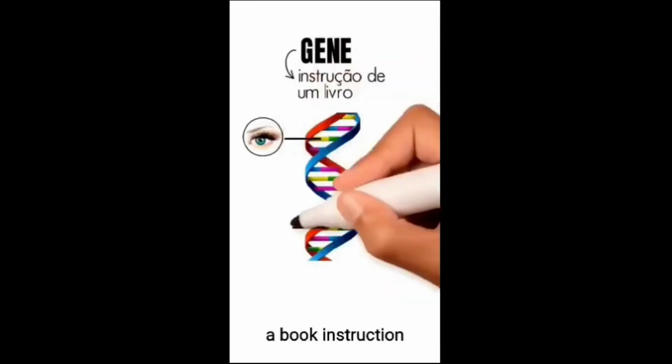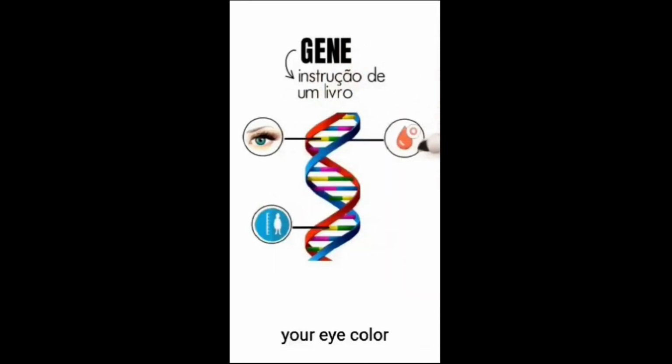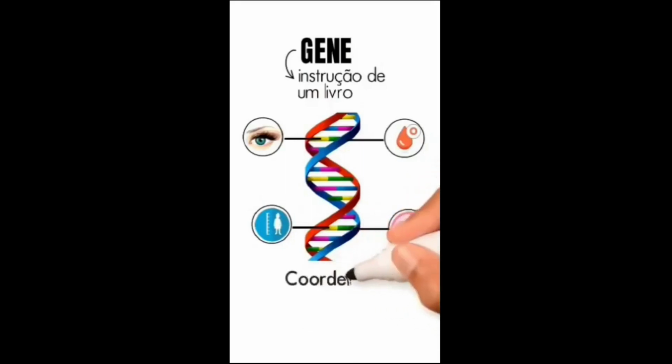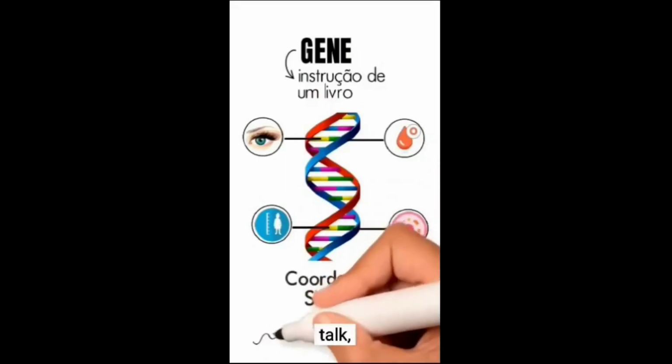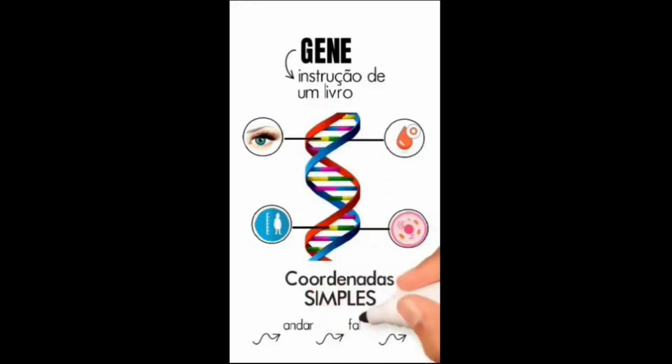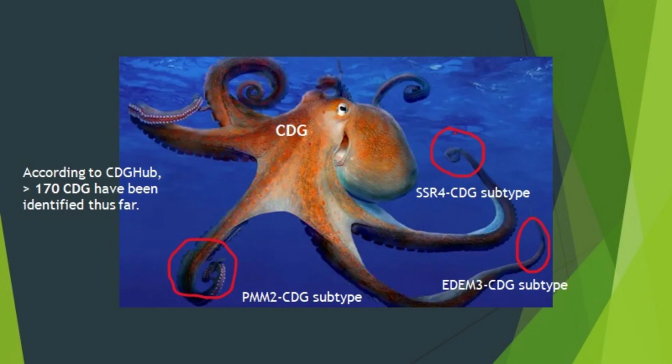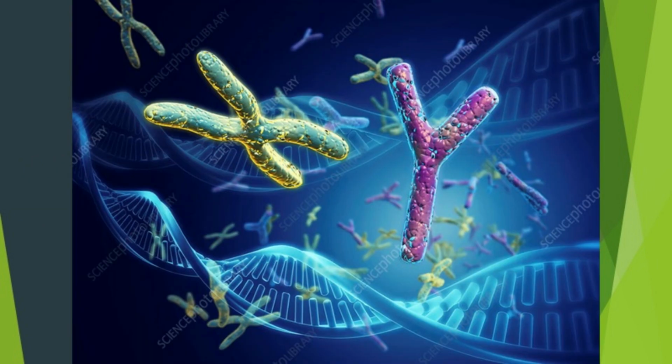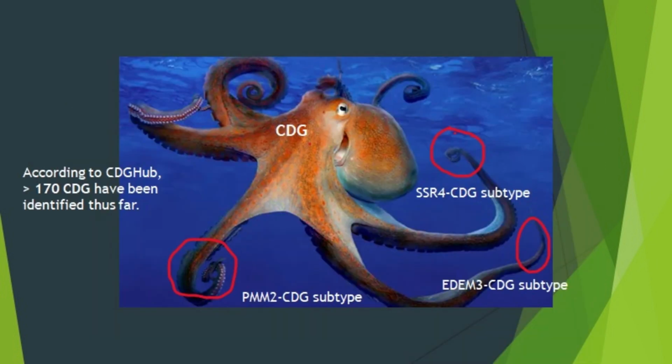Every gene is like a book of instructions. Genes determine your eye color, your height, your blood type, and how your cells work. Genes provide theoretically simple instructions so that you can walk, talk, and perform other activities. CDG are caused by a change in these genes, which is like an instruction written down wrong. Because of that, the body cannot read the encoded message correctly, which leads to health problems. SSR4-CDG is part of the CDG octopus, and it is known as a CDG subtype.